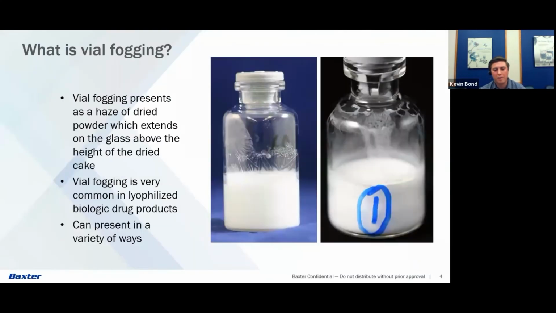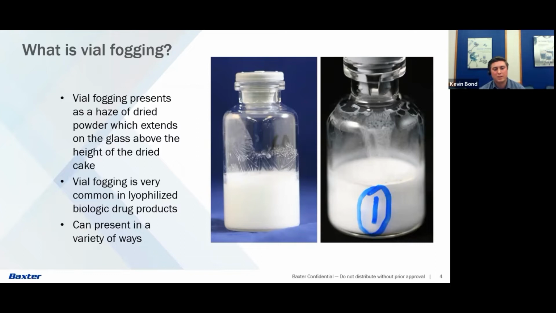So with that, our most basic question is, what exactly is vial fogging? So vial fogging presents as a haze of dried powder, which is visible above the dried cake, where the dried cake meets the inner surface of that vial. Vial fogging is a phenomenon commonly observed in lyophilized drug products and has been widely reported in the pharmaceutical industry.